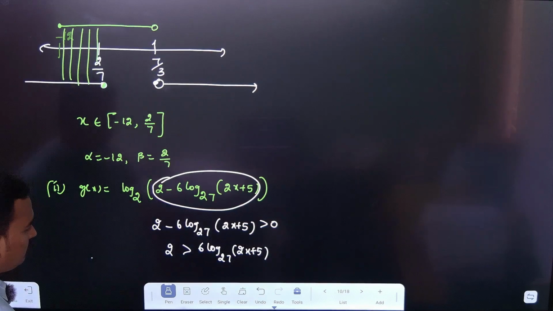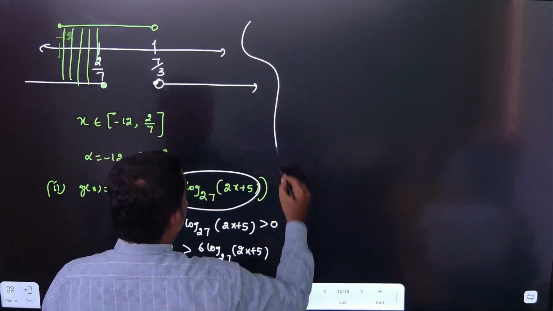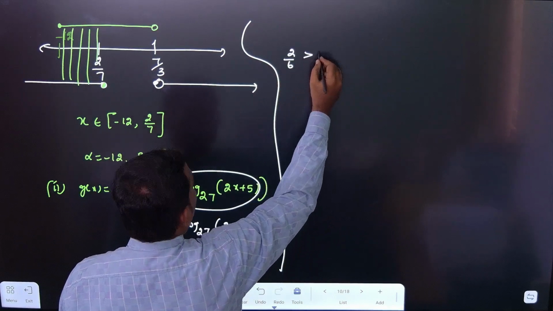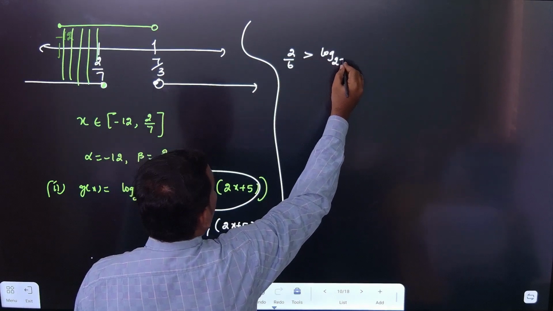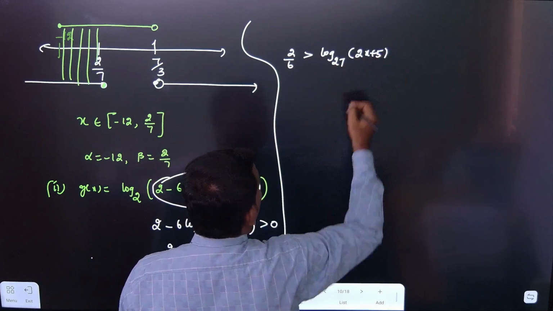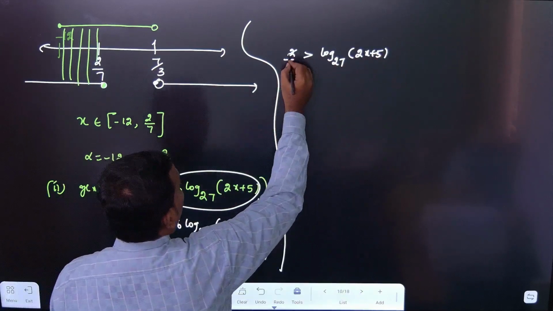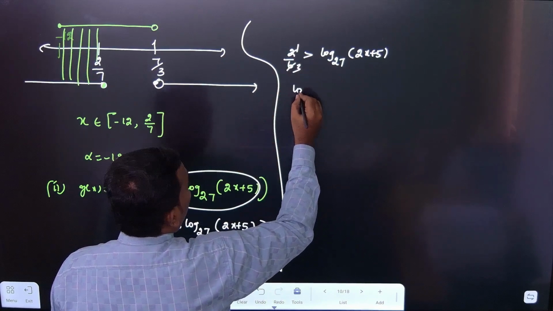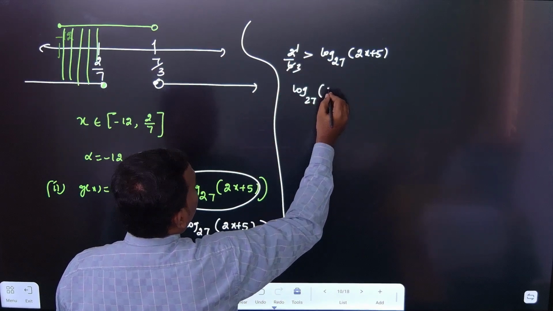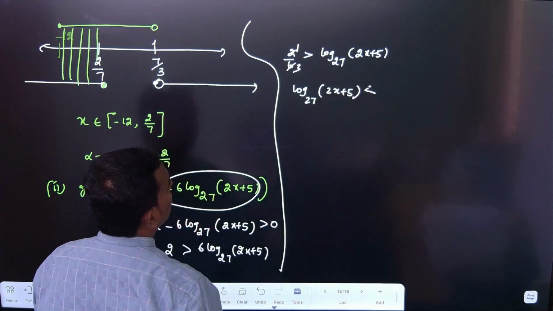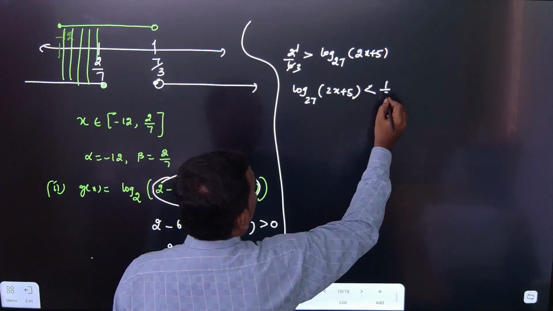Clear? Now you have to divide by 6. What will we get? 2 by 6 is greater than log base 27 of 2x plus 5. This will be 1 by 3. So how to rewrite this? Log base 27 of 2x plus 5 is less than 1 by 3.